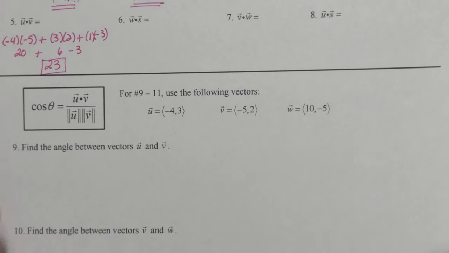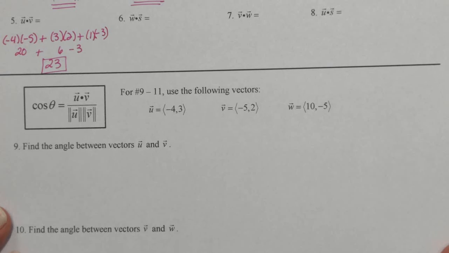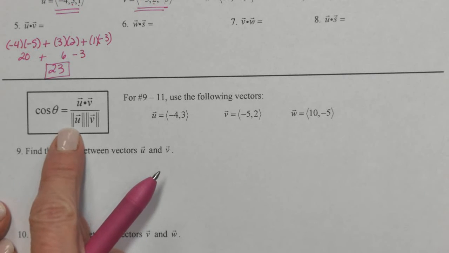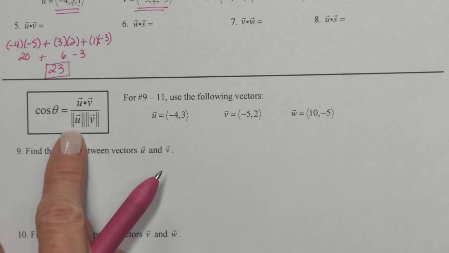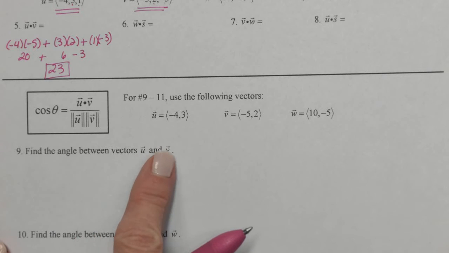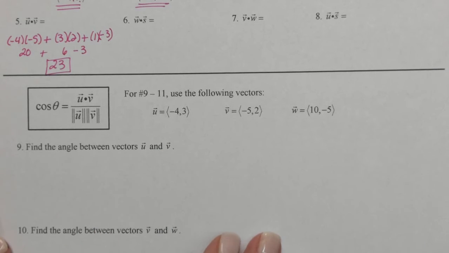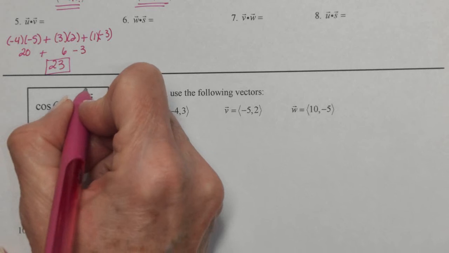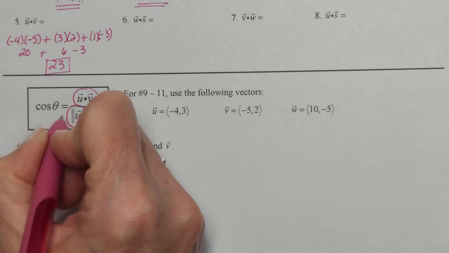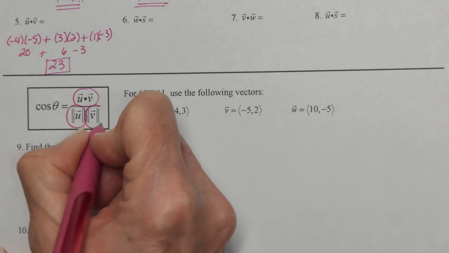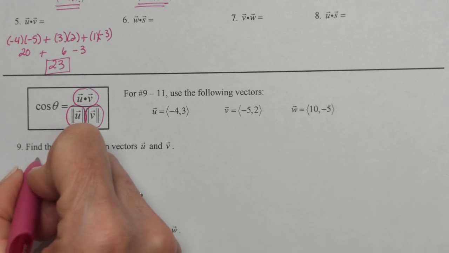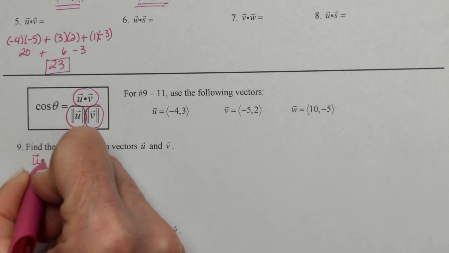Okay, now to find the angle between the vectors. To find the angle between the vectors, we have a formula that will be given to you on any quiz or test. Okay? So if I want to find the angle between vectors u and v, there's a process to it. I need to first find the dot product, then I need to find the magnitude of u, and I need to find the magnitude of v.